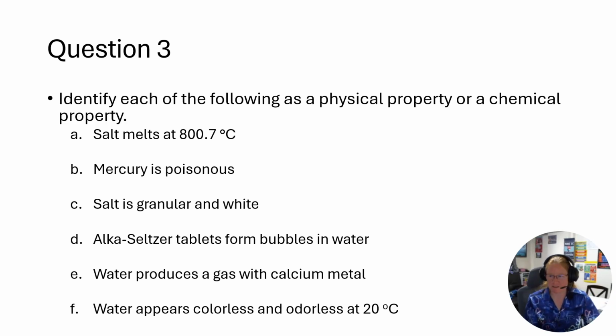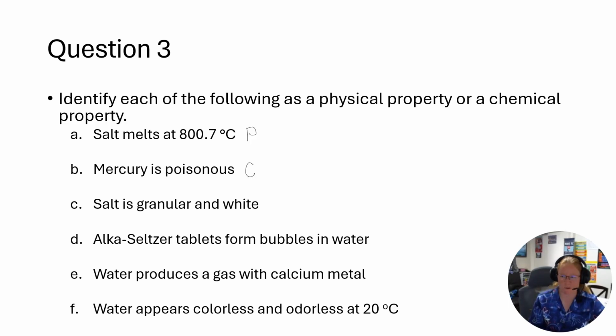All right, now let's try physical and chemical properties. Okay. So physical properties, we don't have to change anything about the substance. It's still going to be the substance. So salt melting, is that physical or chemical? That's physical. All right. Because my salt's still salt. It's still sodium chloride. All right, poisonous. Mercury is poisonous. Do you think that's physical or chemical? Well, think about what poisonous means. If I ingest something poisonous, is it going to create a reaction inside of my body? Yes, which means it's a chemical property.